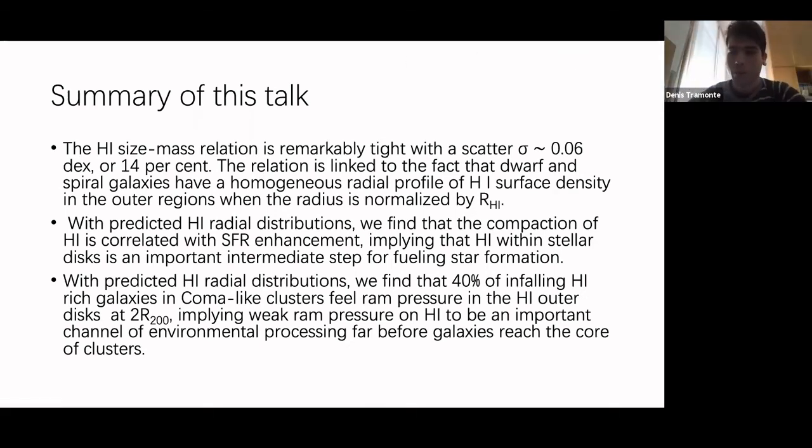Okay, so I'm sorry I could only join the second half of the talk, but I would like to ask you, how do you define this R_HI? How is it defined for a galaxy? It is defined as the semi-major axis of the isophote at a level of 1 solar mass per parsec squared.